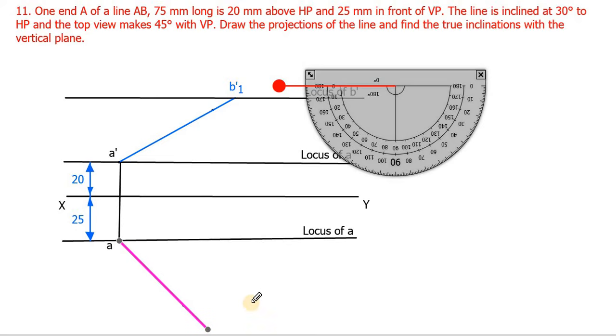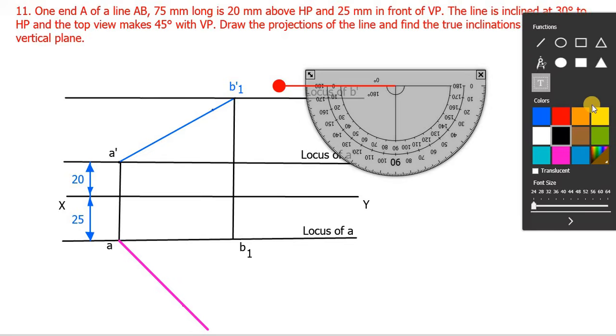Okay. Then we know that there will be a straight vertical line from B1 dash to locus of A to find out the top view length. So let us do that. From B1 dash, draw one straight line up to locus of A. Okay. So this will be the B1 point.